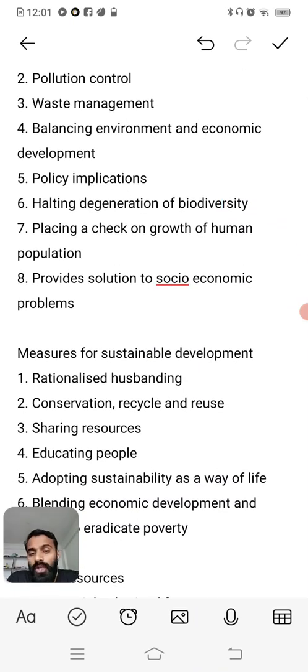Also, it provides solution to socio-economic problems. There are many socio-economic problems that happen because of this environmental degradation and also economic development. So sustainable development can help us to give a solution to this.